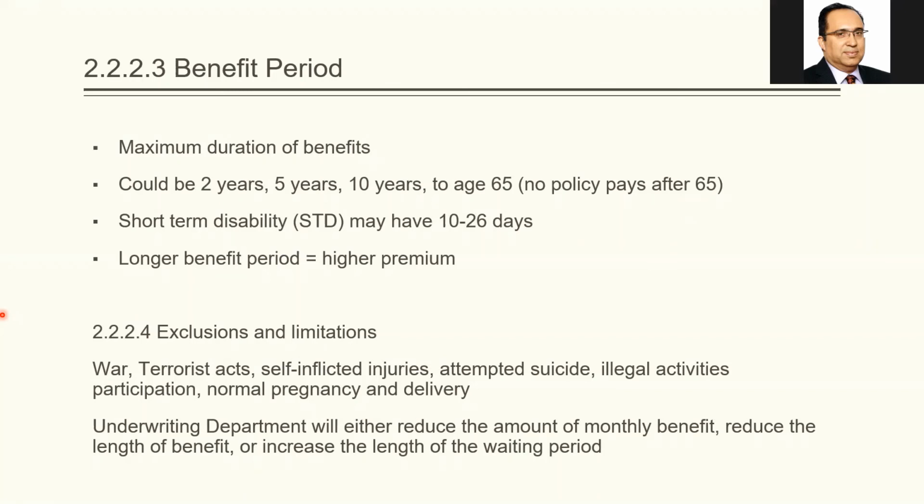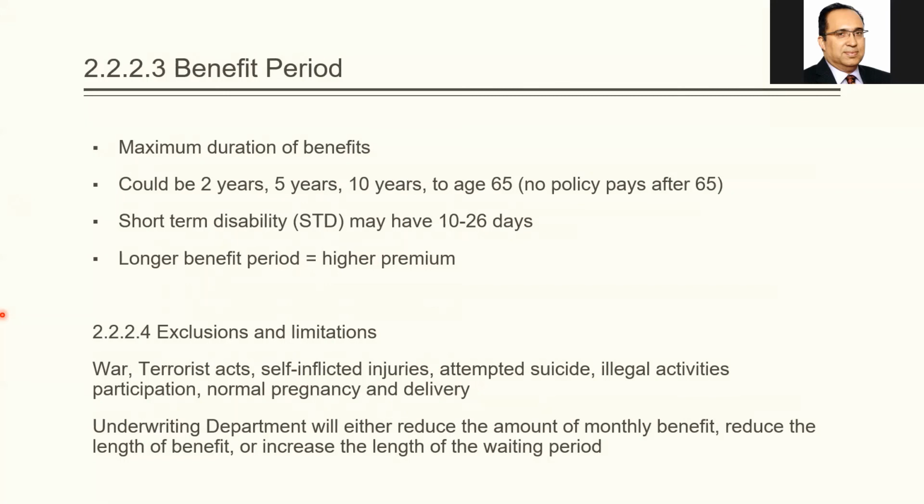And of course, the client will not be covered if they go and fight a war or do terrorist activity, if they are injured by self-infliction, attempted suicide, or illegal activities. Normal pregnancy and delivery are also not covered. And if the client already has back issues, the underwriting department can say, if you become disabled because of your back, you will get only $3,000 a month. Everything else will be $4,000 a month. That is like a limitation.